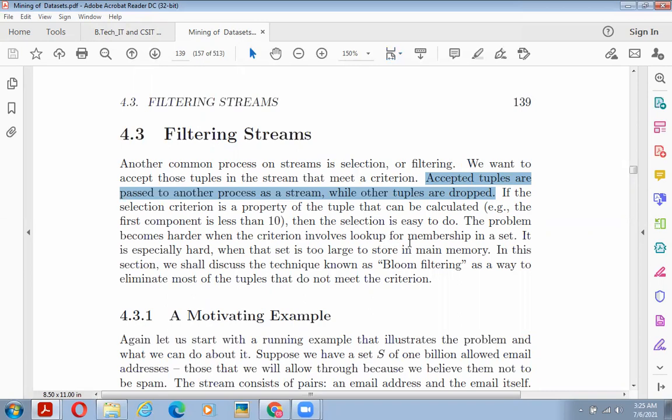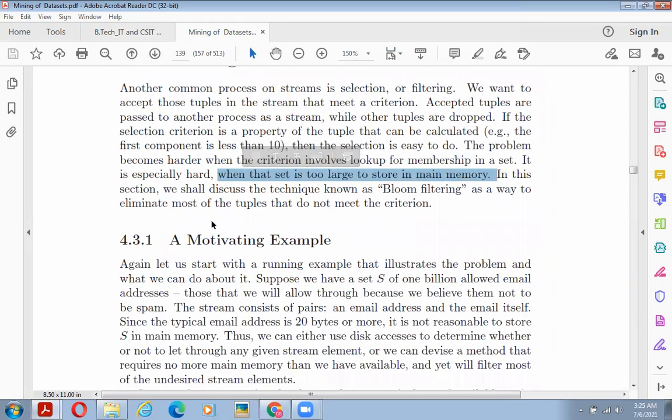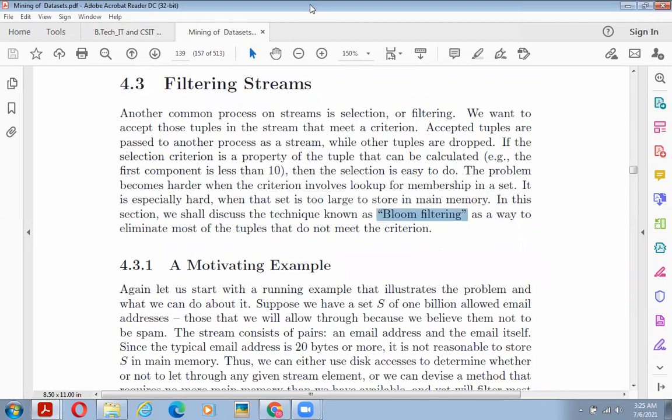It is harder when the criterion requires a lookup for membership in a set. It is especially hard when that set is too large to store in the main memory. In this section, we shall discuss the technique known as the Bloom filter as a way to eliminate most of the data. Actually, we will learn this filtering of streams in the next video.